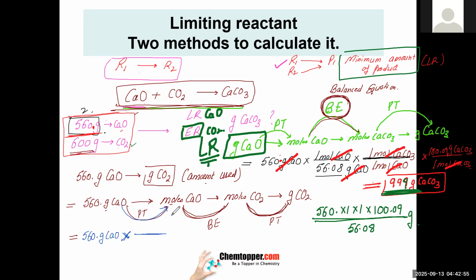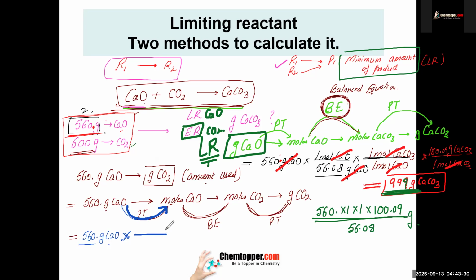Grams to moles. So the conversion was 560 grams. I've started with that. What ratio should I plug in? Look at the periodic table. Wait, are we doing three sig figs? I mean, two sig figs? Three. Three? Okay. Oh yeah, decimal.